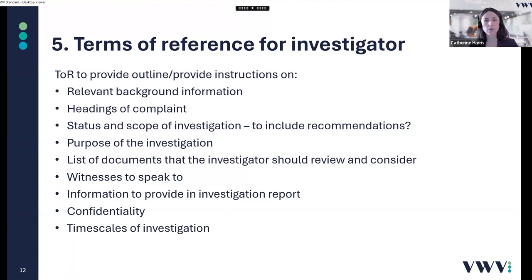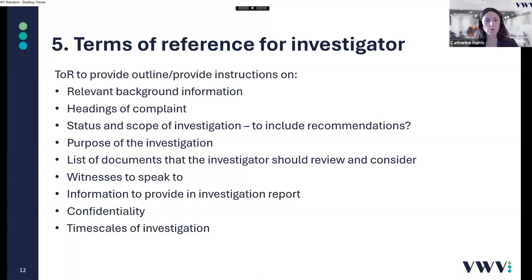So a terms of reference would set out the relevant background information. That would include the headings of complaint that the decision maker has distilled once they receive the parent's correspondence in relation to what their complaint is. And it should provide them with the status and scope of the investigation. So generally, the scope is for the investigator just to make findings of fact. So that's whether or not something did or did not happen based on the balance of probability. And then it would be the role of the decision maker to make their decisions and recommendations based on this. And we would generally advise that the investigator doesn't make recommendations, as that's normally the role of the decision maker. And that's especially where the investigator is external. And that's because an external investigator is not going to be familiar with the structure of the trust and federation and all of the school's relevant procedures and practices.